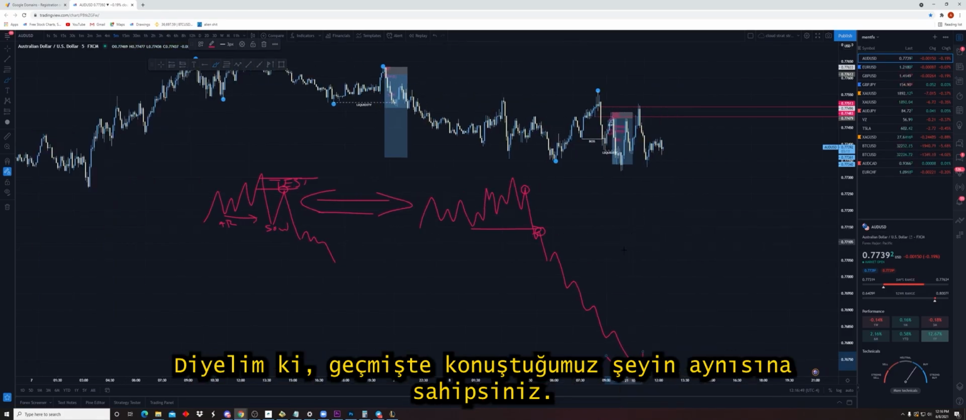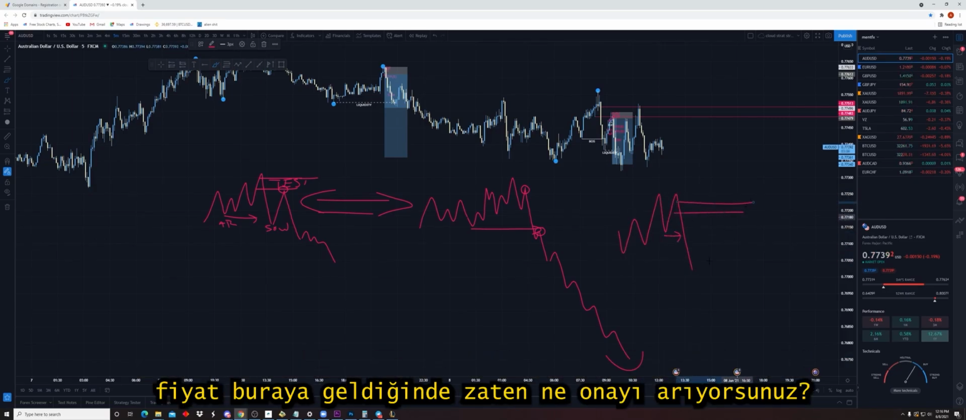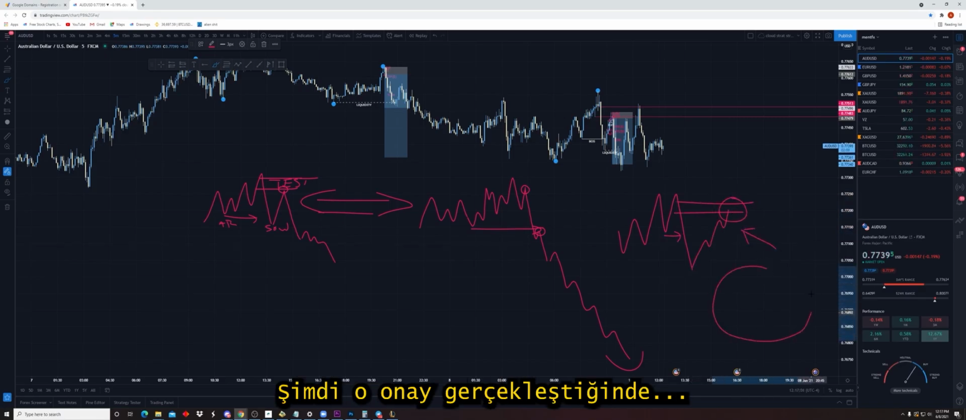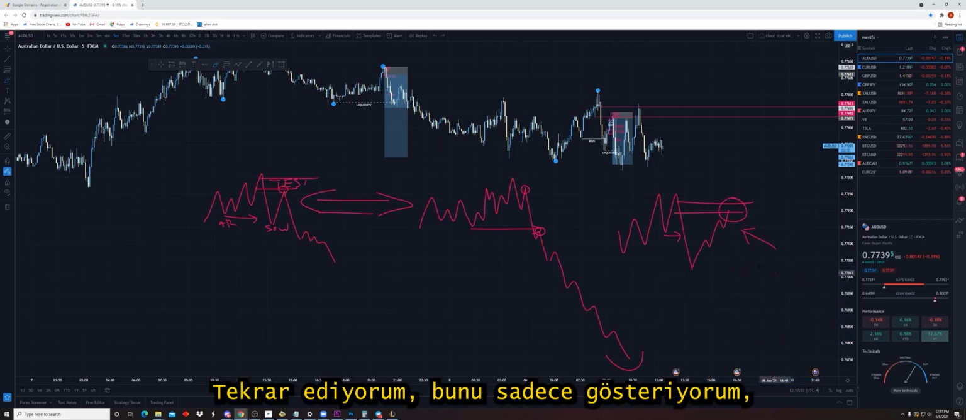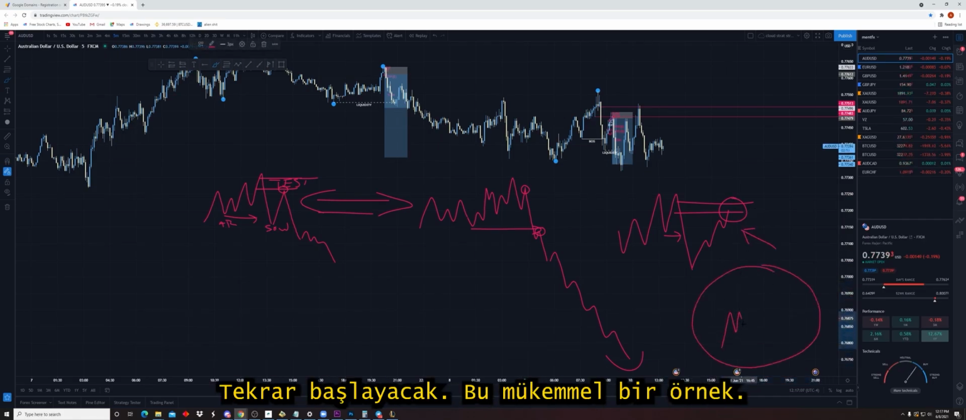Now, in more advanced scenarios, what you can do with Wyckoff is understand where Wyckoff is happening. So let's say you have the same thing that we spoke about in the past. If you have structure being delivered and then a break of structure, and then you have a POI, when price gets here, you are already looking for what? Confirmation. We are aware of that. Now, when that confirmation happens, so again, I'm just making it a little bit bigger so you can see it, it's going to come in: buying climax, AR, ST, UT.